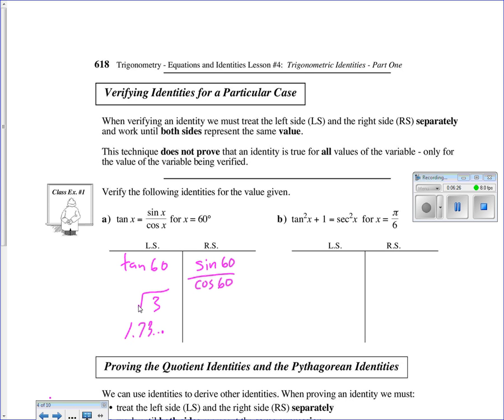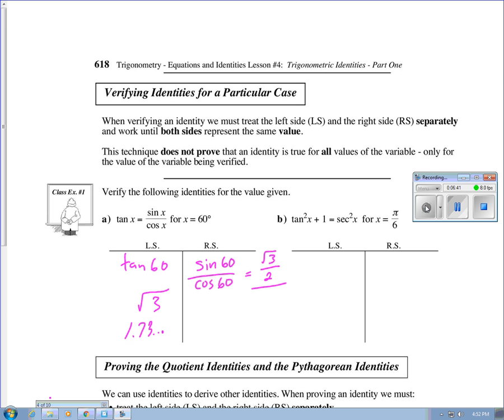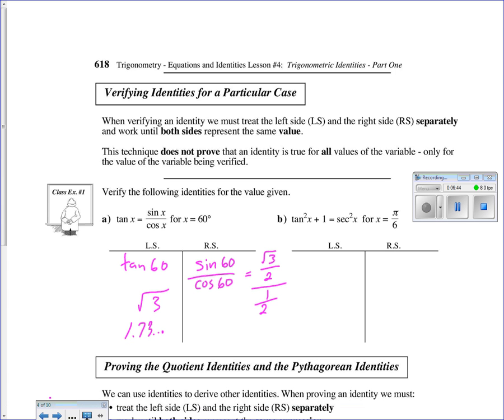Need the sine of 60 and the cosine of 60. So the sine of 60, you might remember, is root 3 over 2 from your special triangles, and the cosine of 60 is a half. Now working with my knowledge of fractions, multiply by the reciprocal. I actually get root 3 on this side as well. So I get to end this statement by saying my left side equals my right-hand side, and that's proved.